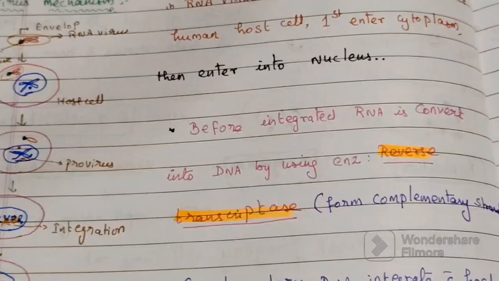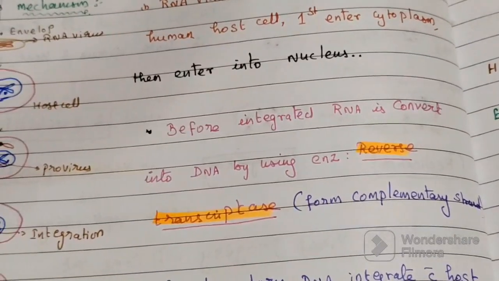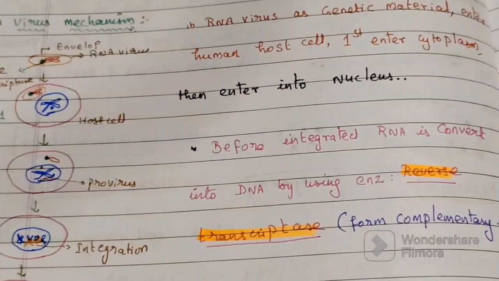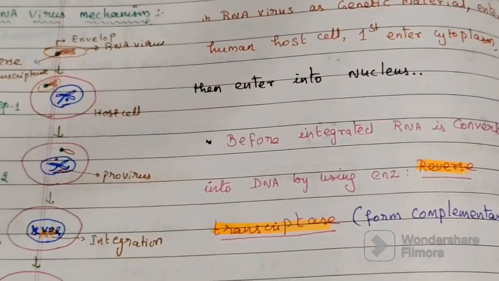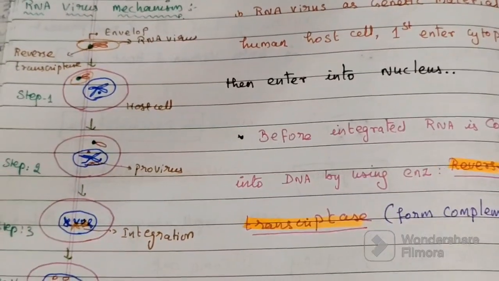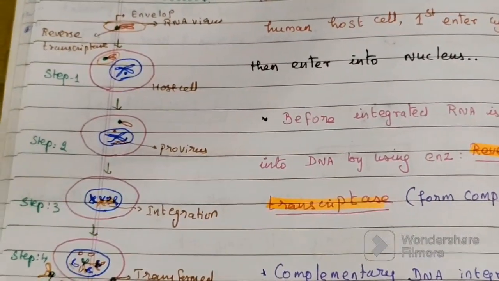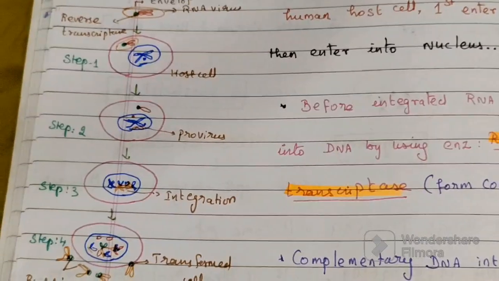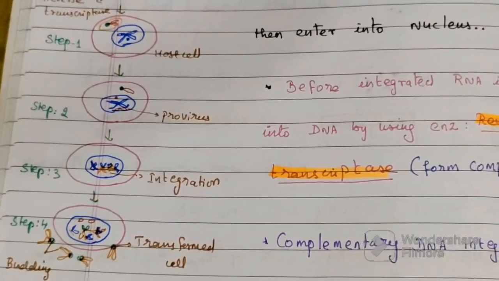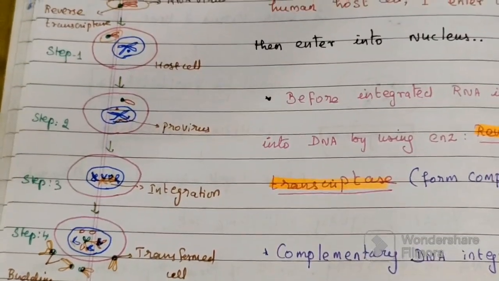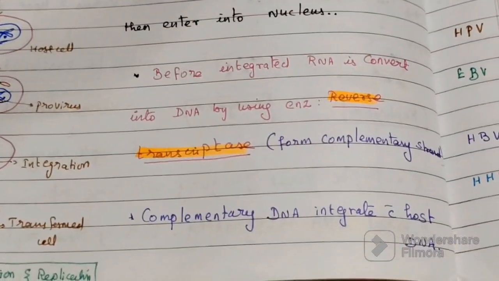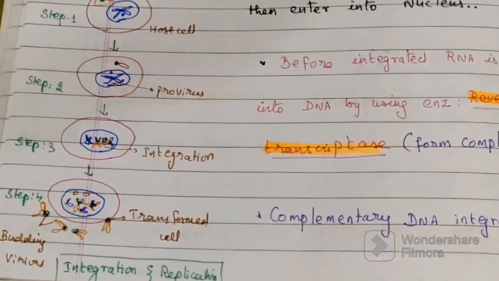This forms a complementary strand of DNA. The complementary DNA strand is formed from the RNA of that virus. The complementary DNA then integrates with the DNA of the host. So integration is similar to the DNA virus. Integration leads to mutation, and then mutation leads to cancer.